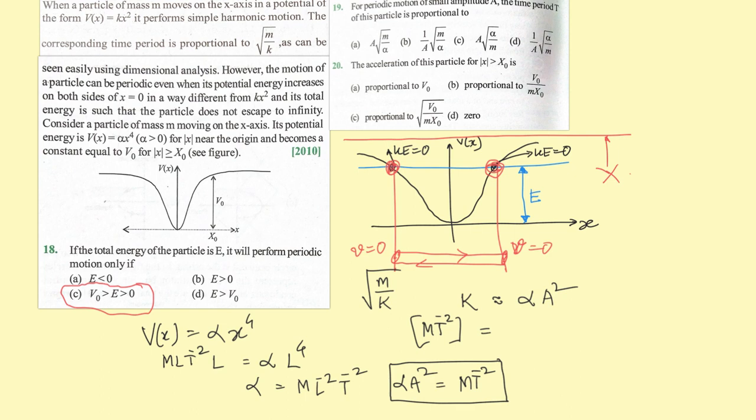So from this, in this problem, see alpha a square. That means k and alpha a square are dimensionally similar. So that means root k is dimensionally equal to root over alpha a. So you know, in this question, option B is correct. So option B is correct.